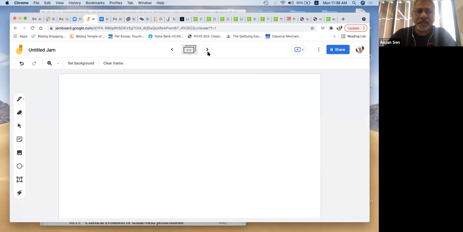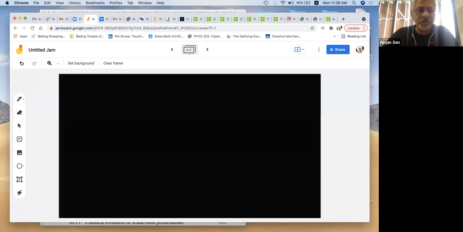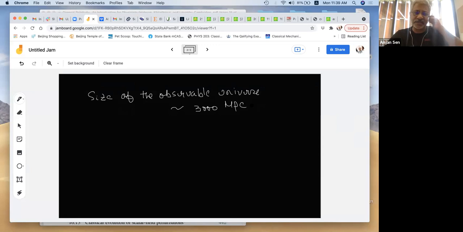Now the other sort of distance is the size of the observable universe. This is roughly around 3000 megaparsec. So that is roughly the size of the observable universe that we have. And there are different large scale galaxy surveys that we have.